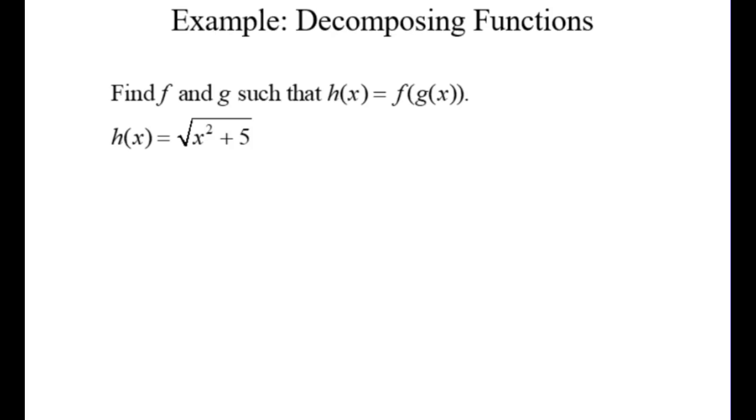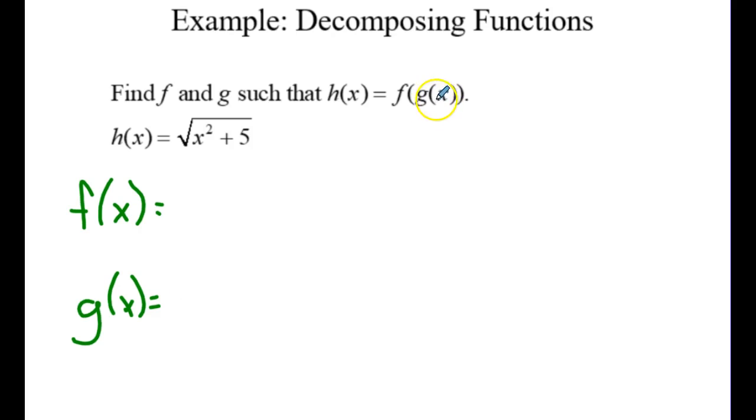Now we want to work in the opposite order. We want to decompose a function. So we want to find f and g such that h of x is equal to f of g of x. So we're told that h of x is equal to the square root of x squared plus 5. So now we're looking for f of x, and we're looking for g of x.